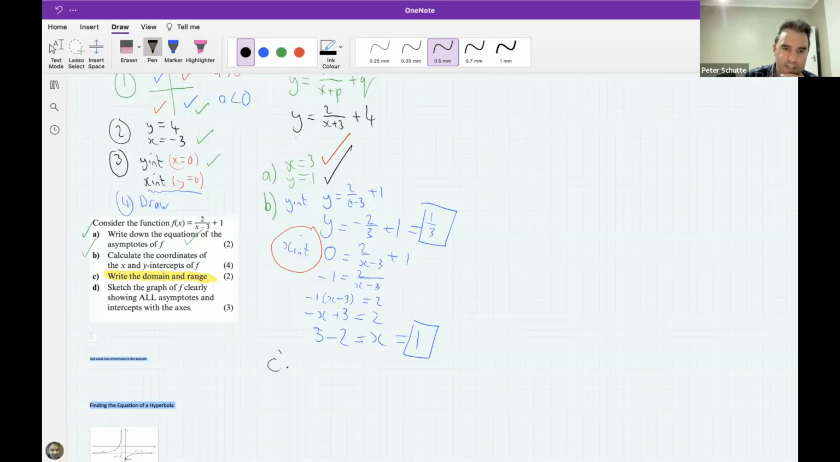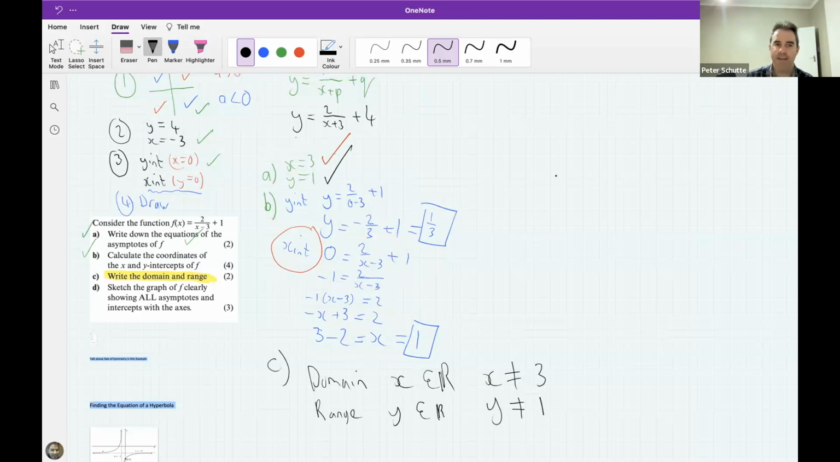So if you want to write down the domain of the hyperbola, any x value is allowed. So we say x is any real number, except x cannot be 3. And the reason x cannot be 3 is because if x was 3, you would cause division by 0. Now for the range for hyperbola, y can be any real value, but y cannot be on the asymptote, so y cannot be 1.